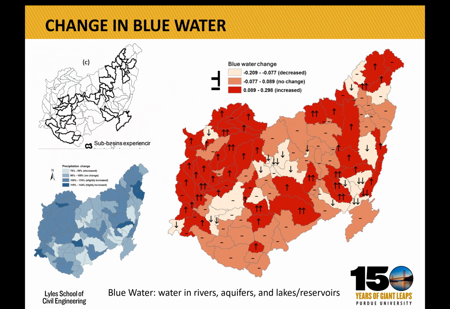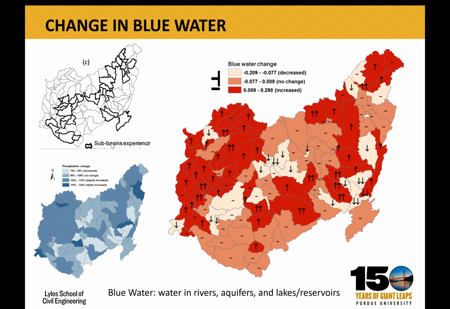So instead of going into all the details, what I'm presenting here are the results. So blue water is the water in rivers, aquifers, lakes, or reservoirs. So you can think of this as the fresh water that we use for domestic supply.